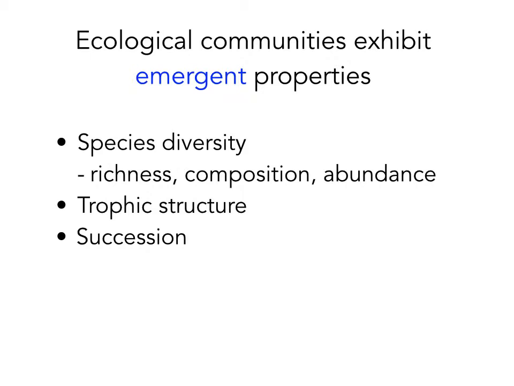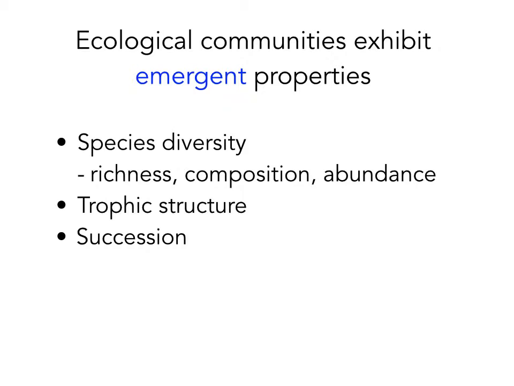Perhaps the most important emergent property at the level of the community is species diversity. Since we have two labs in biodiversity and are studying this concept there, I won't cover it here in lecture. However, even though I won't cover it, I will include questions about species diversity on the final exam.